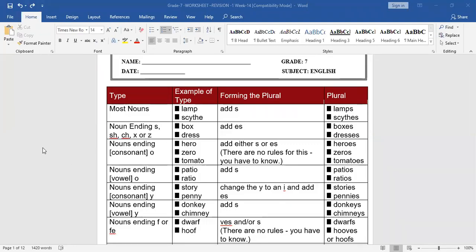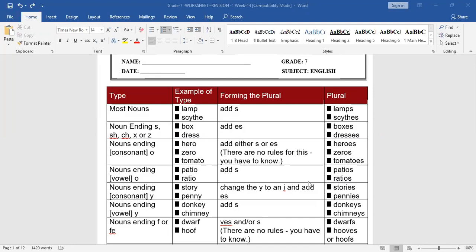The next one is nouns ending in consonant o. If a noun ends in the letter o with a consonant sound, how can we make its plural? Add either s or es. There are no rules for this, you have to know. You can add es or you can add s, it's up to you. Heroes, with s or es, both are accepted.